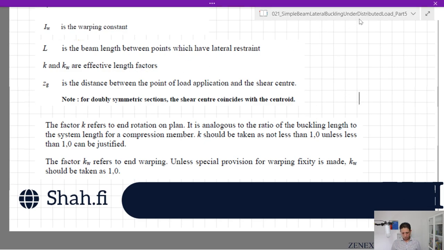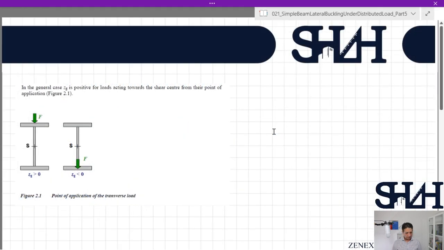And also about this equation, in the general case, Zg is positive for loads acting towards the shear center from the point of application. Here in figure 2.1, we can see that when the force is applied on the top, which refers to the compressive flange, then Zg should be positive. And when the load is applied to the tensile flange, Zg should be taken as negative.